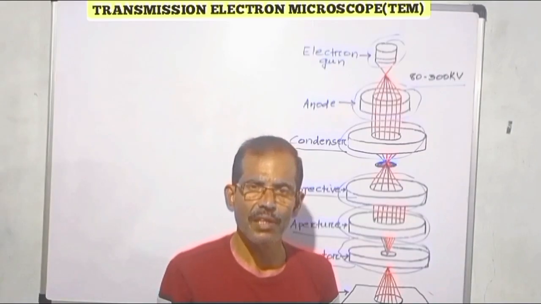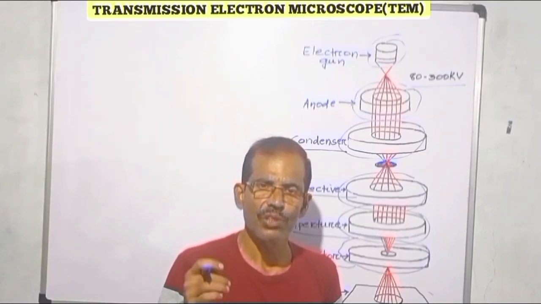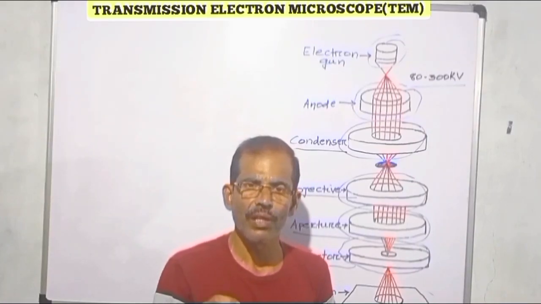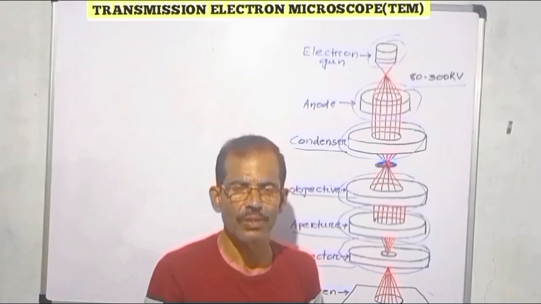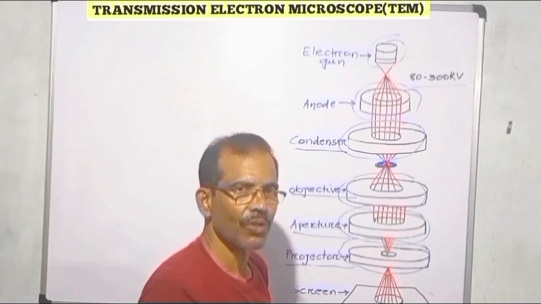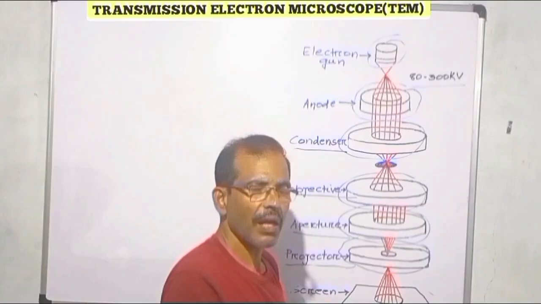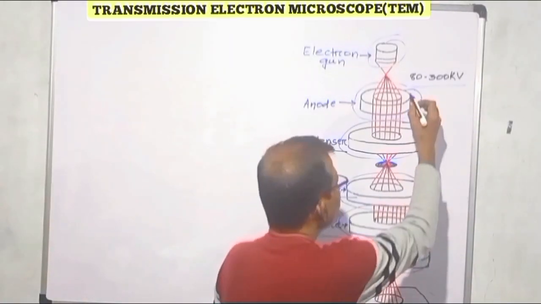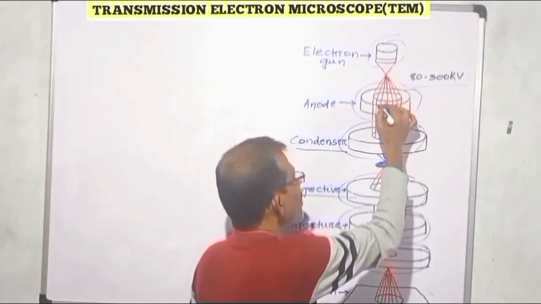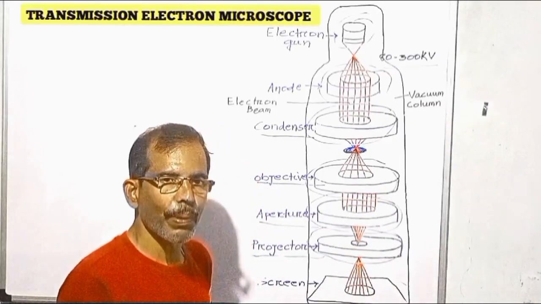As already said, in place of glass lenses, the electron microscope utilizes a series of electromagnetic lenses that use a magnetic field to control the beam of electrons. The first component is an electron gun, which generates electrons. These electrons are then accelerated by applying a massive voltage, typically between 80 and 300 kilovolts, between the gun and the anode. These red lines indicate the electron beam.